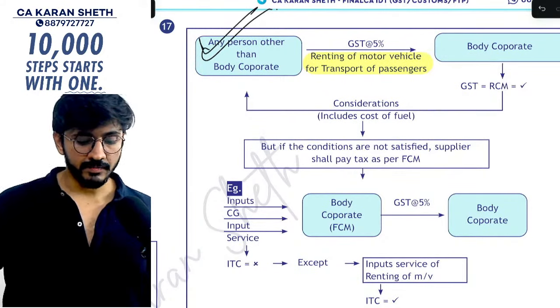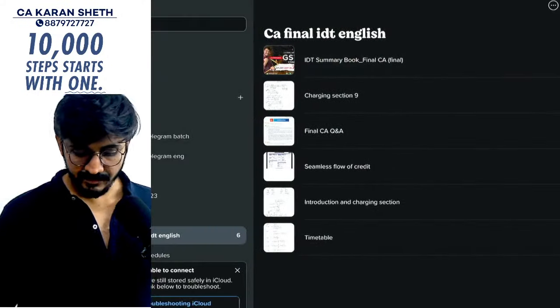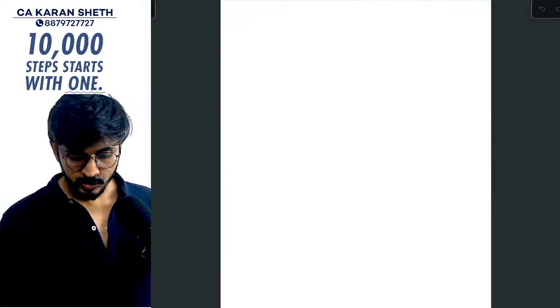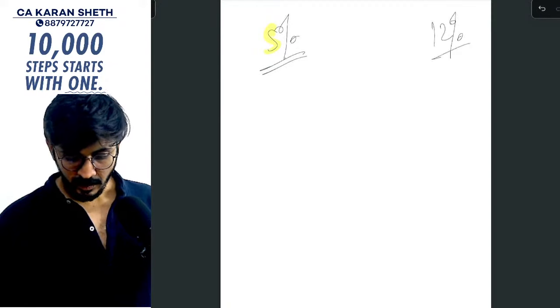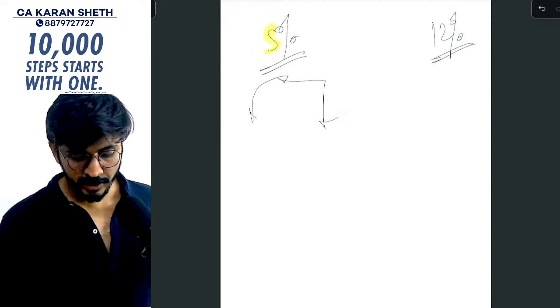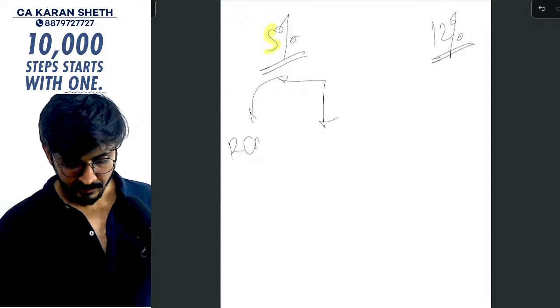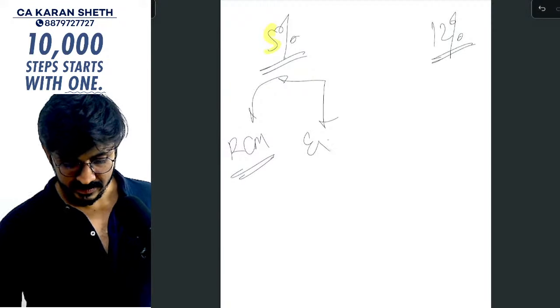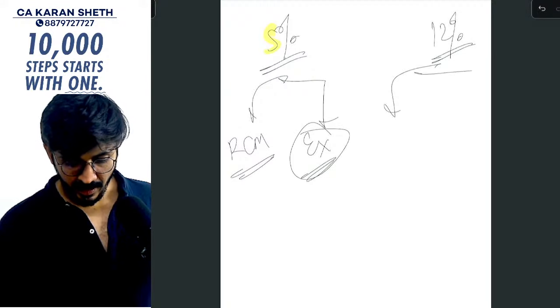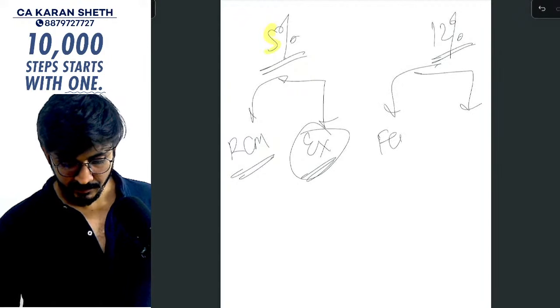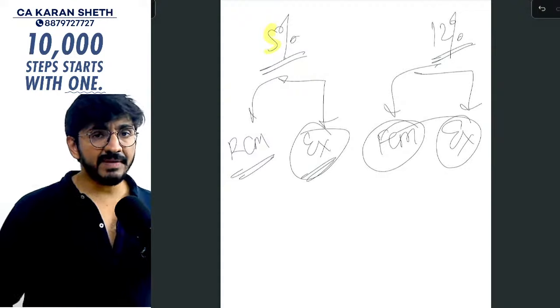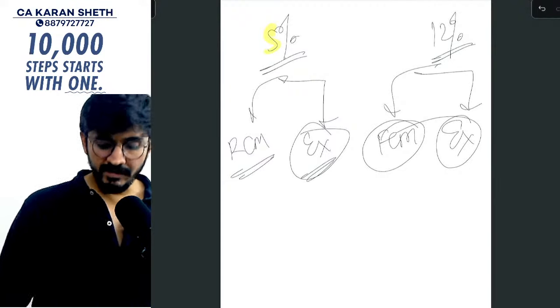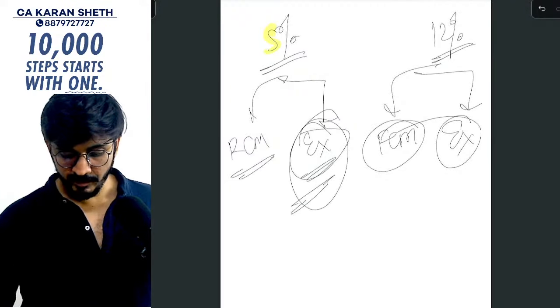Now understand one thing. Again, just like GTA, here there are two situations: 5% and 12%. In GTA at 5% there are only two outcomes: either it's RCM or it is exempt. And at 12%, either it is FCM or it is exempt. Sir, when will it be exempt? Simple. Whichever cases are exempted here will be exempted here also.